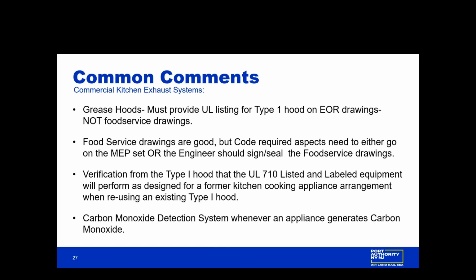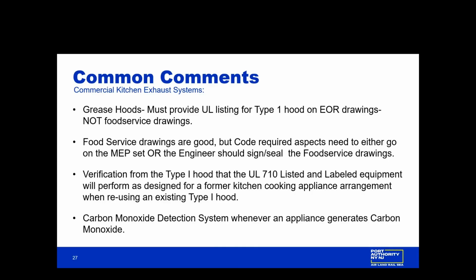Next, we are going to the commercial kitchen exhaust systems. For grease hoods, typically type 1, that must have UL listing, and it's got to be on the drawings, the mechanical plans, not the food service drawings. Typically, food service plans are not signed and sealed, so it's got to be on the mechanical plans that are signed and sealed. You can have the food service drawings, but the code required aspects need to go either on the MEP set or the food service drawings need to be signed and sealed.